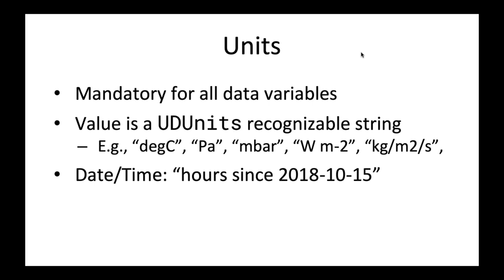And UDUNITS also represents time as a value of hours since this or seconds since a particular timestamp. So it's an integer, a float or whatever that you're actually capturing in the time dimension or time coordinate variable. The units is like this, hours since this time, and that would be assumed to be 0Z of that date, so midnight.